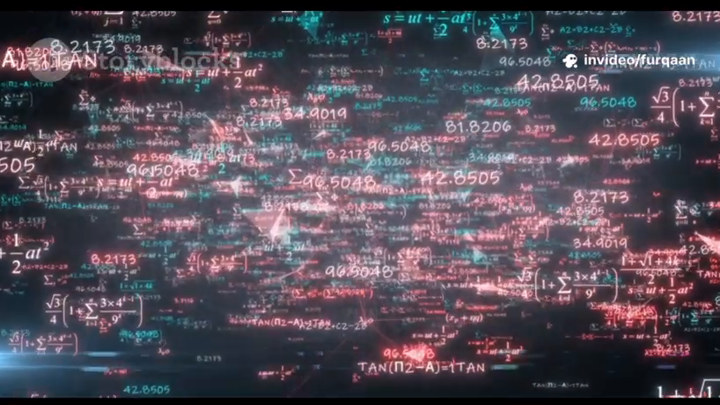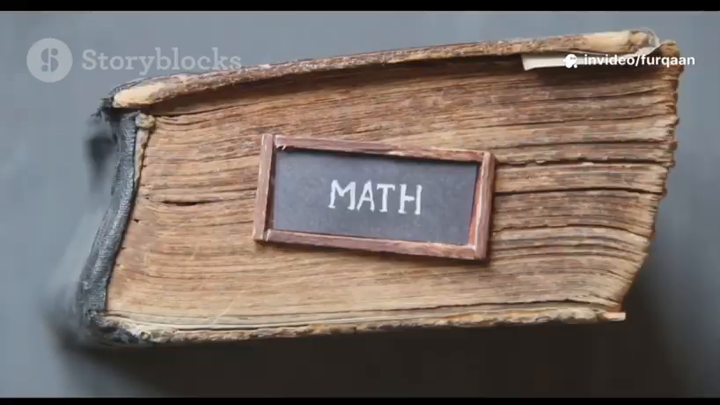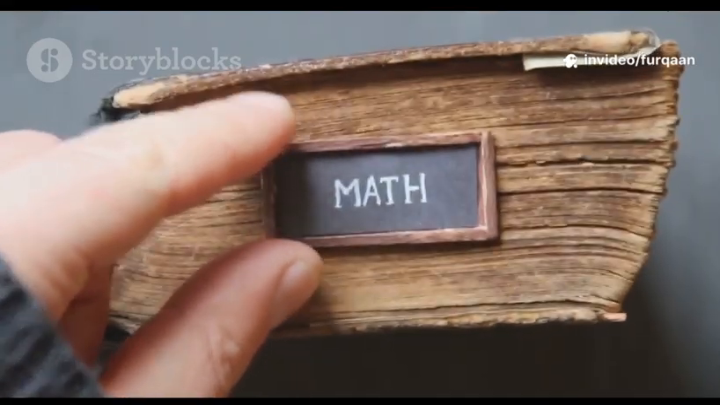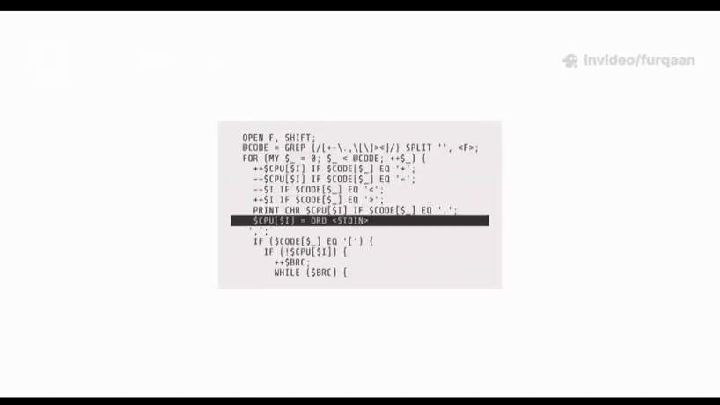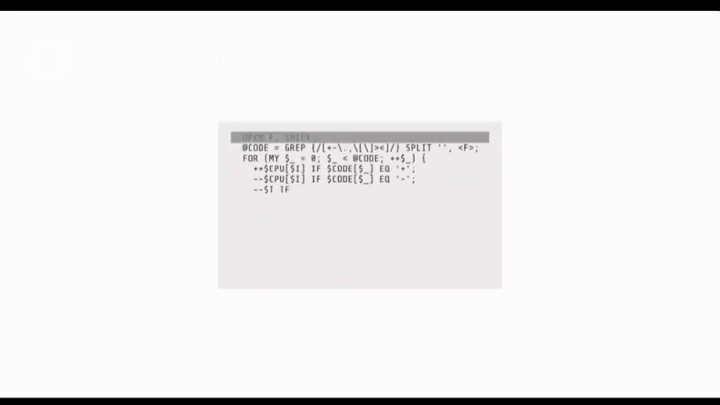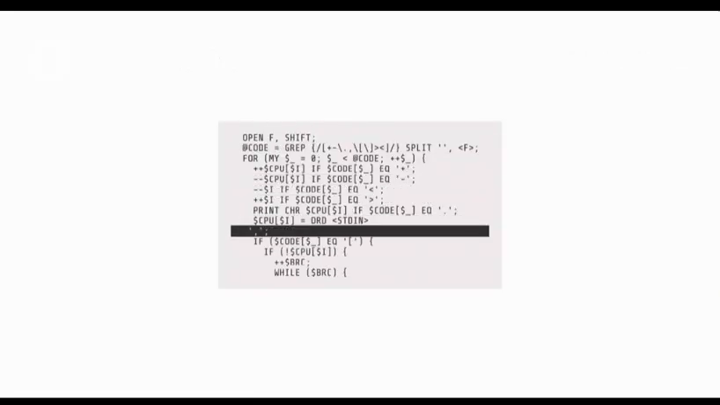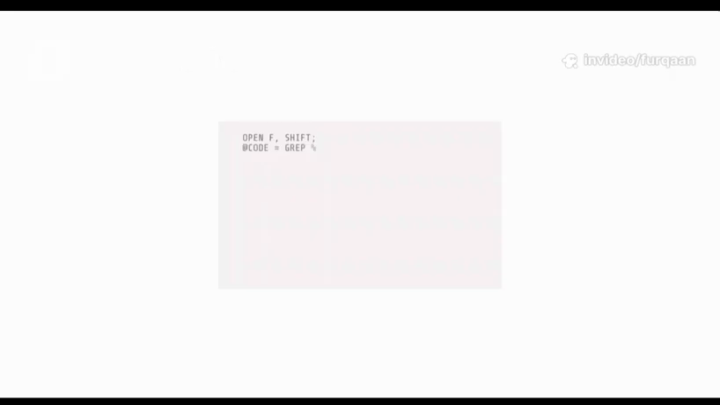Contradiction. A contradiction is a statement that is always false. The most famous example is P and not P. It is impossible for a statement to be both true and false at the same time. You cannot say it is raining and it is not raining and have that be a true statement.